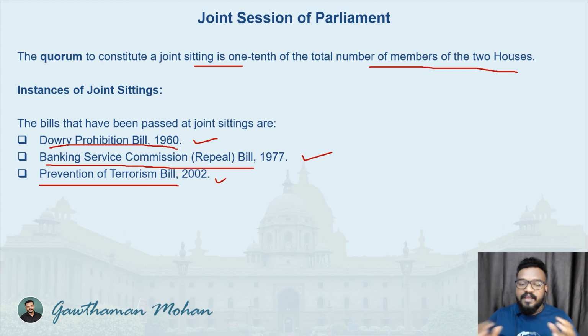So these are the important aspects regarding the joint sitting. I hope you got an understanding regarding the joint sitting. I already told you about the different sessions in a year, and the joint sitting is another feature of the Parliament. And during a joint sitting, it includes the members of both the houses, the Rajya Sabha and the Lok Sabha.